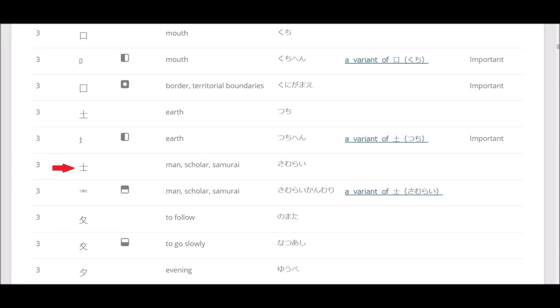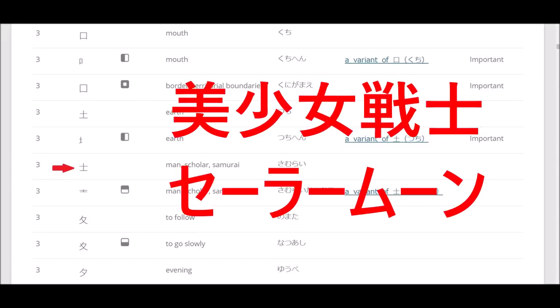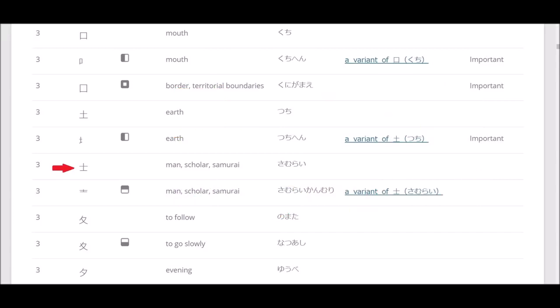And this samurai, this kanji actually, if you know Bishoujo Senshi, Sailor Moon, it's the shi in senshi, which is warrior or fighter. So it's actually not earth, even though it looks pretty much exactly like earth. And then you'll see this as a radical, samurai kamuri, because it's on the top of the kanji. Then you have nomata, which is to follow, natsashi, which is to go slowly, and then yube, which is evening, and it really just looks like a katakana ta.